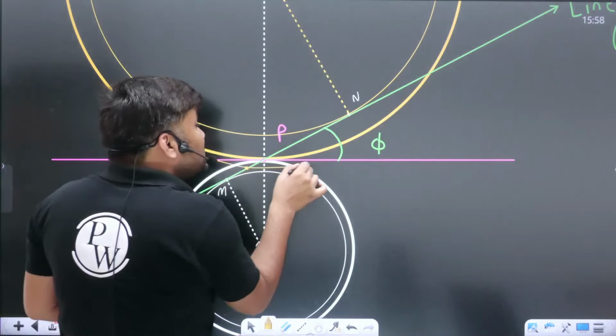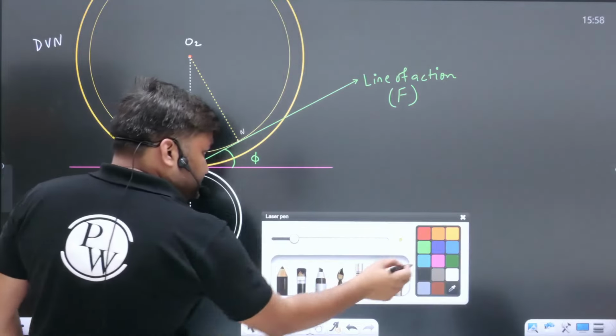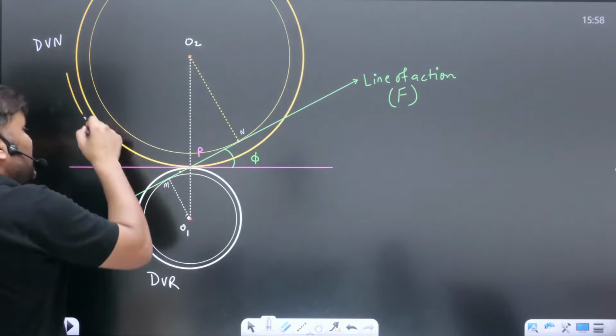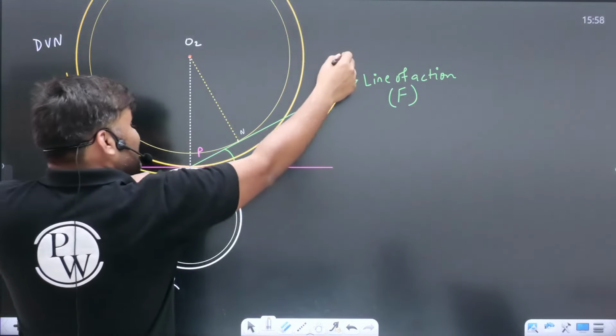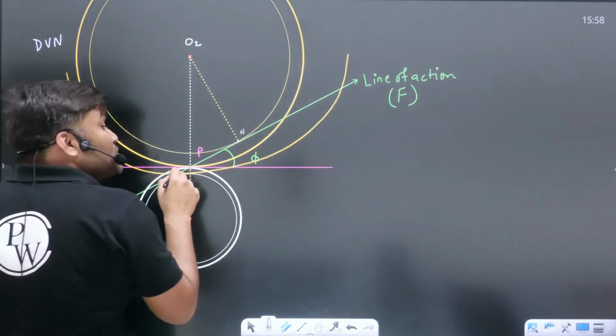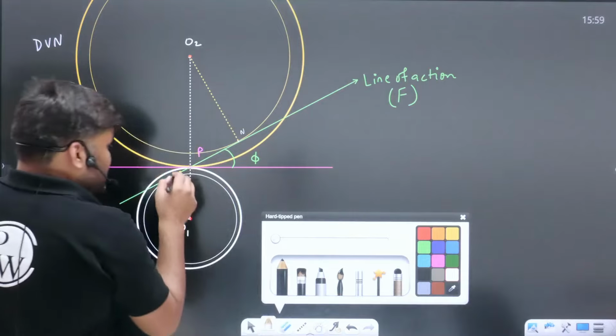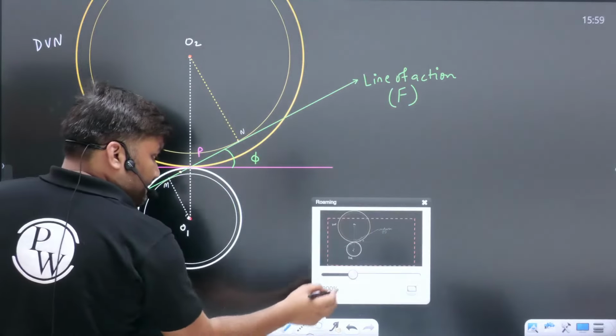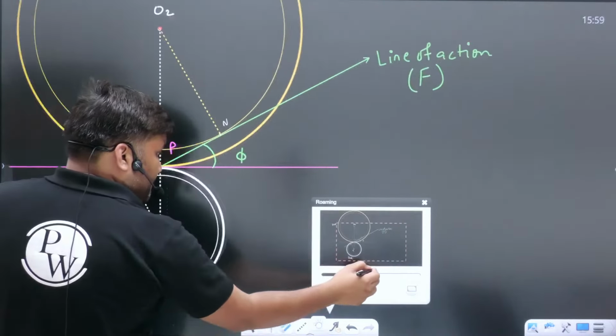Let me draw. Careful, careful, careful. This is the addendum circle of the gear, and it is touching the line of action somewhere here. At this point, engagement is going to start. Pinion ka teeth and gear ka teeth, they will come in contact for the very first time at this point, and this point is known as point K. Let me write this as point K.